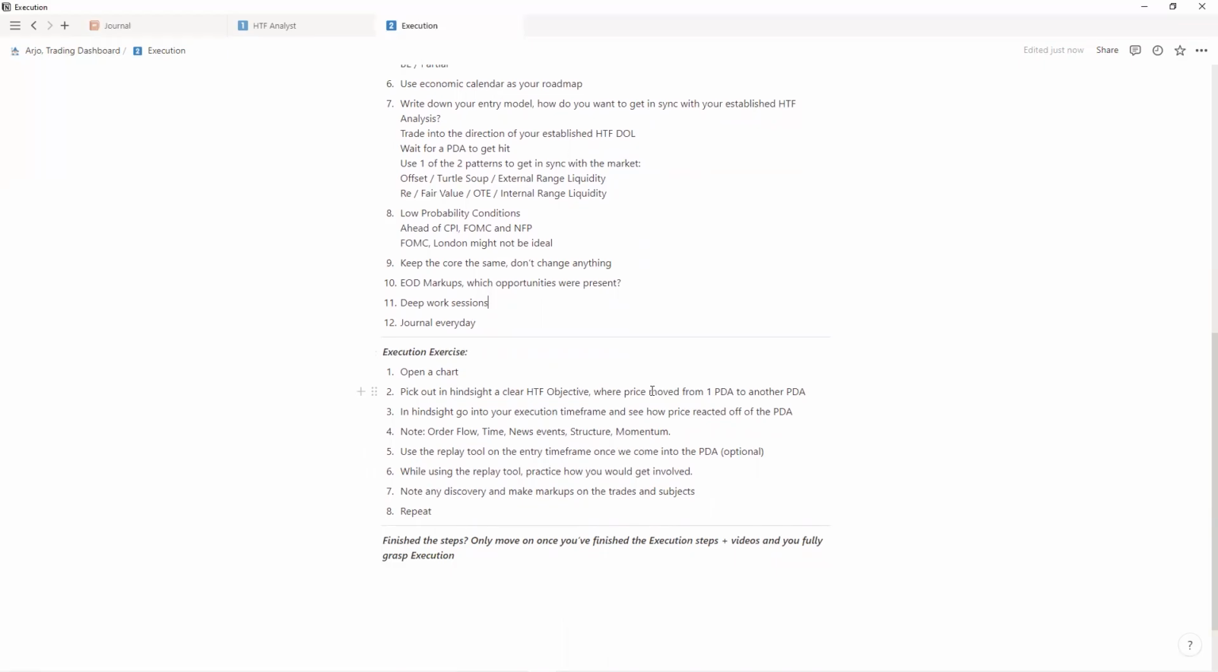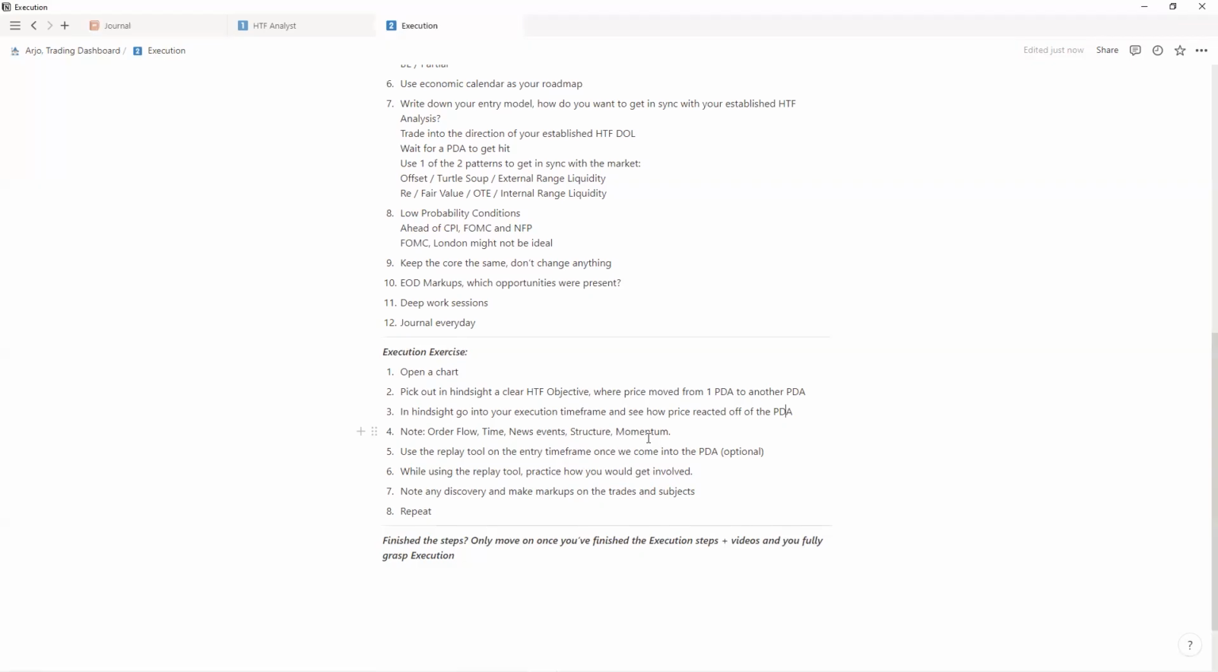It was already perfect. Our draw on liquidity was, we knew this was going to happen, etc. So we're just going to go into hindsight and act like we knew the high time frame analysis and we knew that move was going to happen. Then, in hindsight, go into your execution time frame and see how price reacted off of the PDA. So again, if we have a daily order block, in hindsight we can see it moved away from the higher time frame order block.